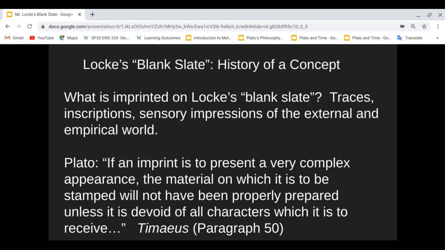Traces, inscriptions, sensory impressions of the external and empirical world. So let's review a quote we've already read from Timaeus. Plato says, in speaking of the chora, that placeless place, that empty stage where the being of beings discloses itself to us, he's going to say, if an imprint is to present a very complex appearance, the material on which it is to be stamped will not have been properly prepared unless it is devoid of all characters which it is to receive.